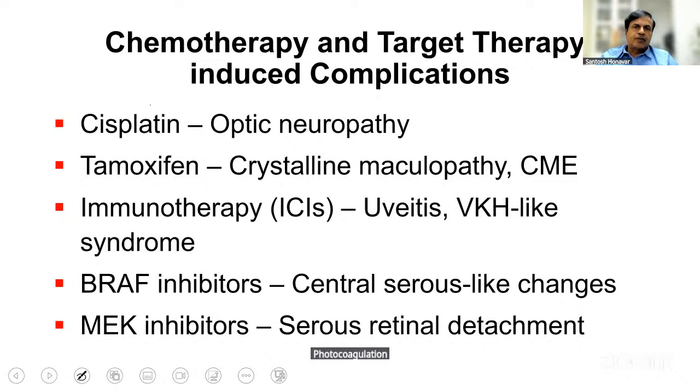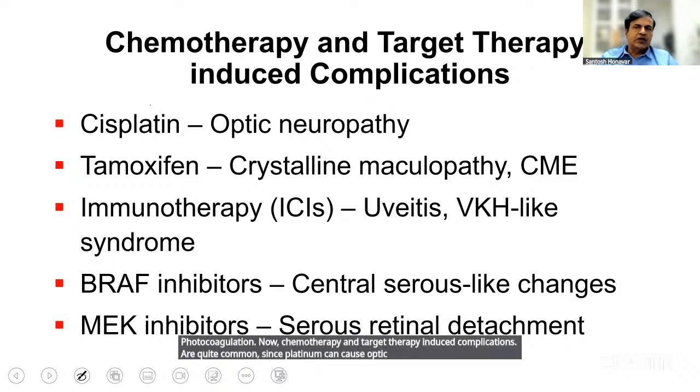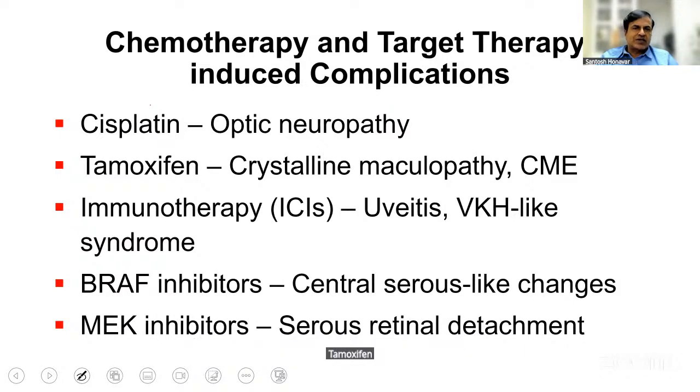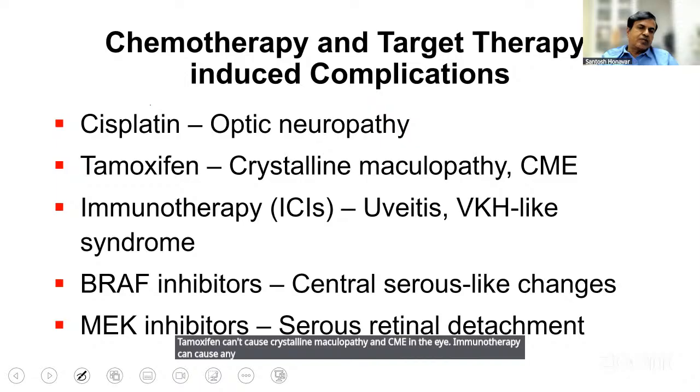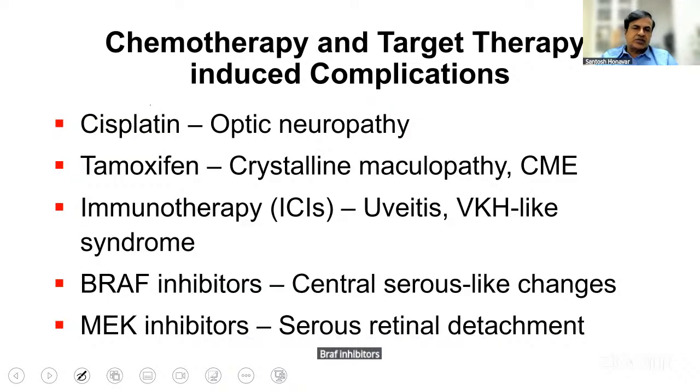Now, chemotherapy and targeted therapy induced complications are quite common. Cisplatin can cause optic neuropathy. Tamoxifen can cause crystalline maculopathy and CME in the eye. Immunotherapy, any immunotherapy for that matter, can cause uveitis, VKH-like syndromes. It may look exactly like VKH. BRAF inhibitors cause central serous retinopathy-like changes. MEK inhibitors cause serous retinal detachment.